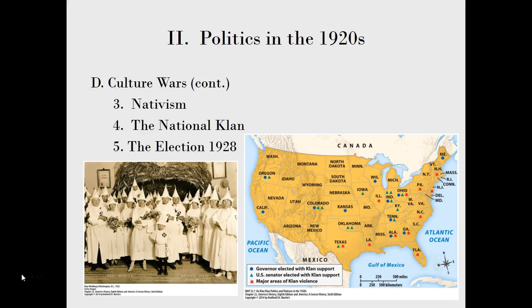Anyway, you have the National Klan, the KKK, following the Birth of a Nation film in 1915. The KKK grew, targeting Jews and Catholics. They ran for political offices and won more than 3 million members at its height.